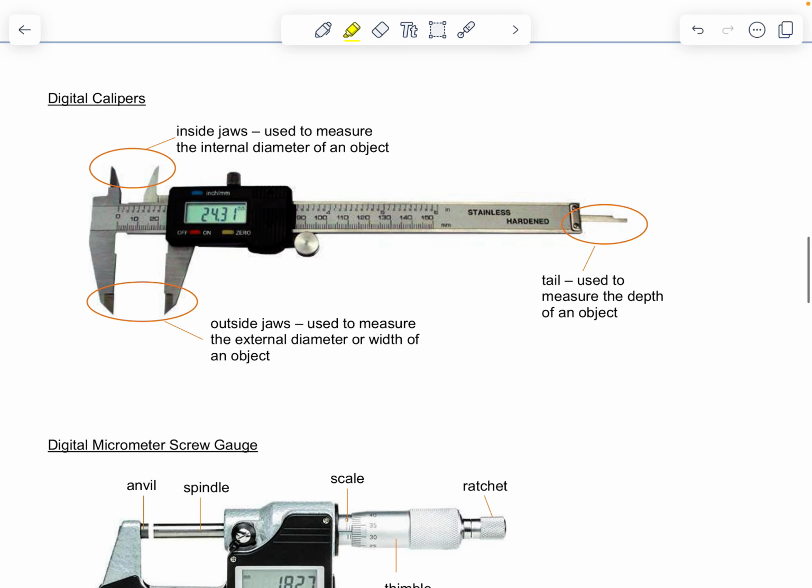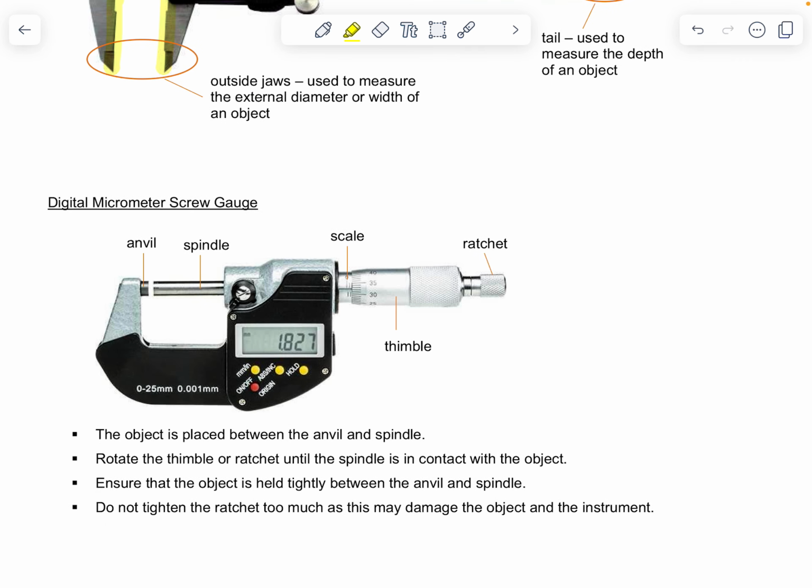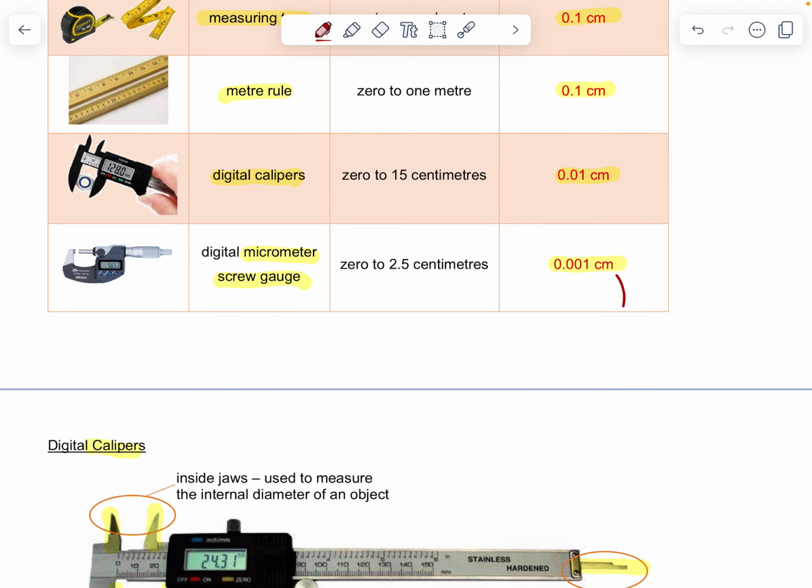Next, let's look at how to use a caliper. It can be digital or it can be the vernier caliper. These are the inner jaws to measure inner diameters. These are the outside jaws to measure external diameters. There is a tail that can be used to measure depth. The micrometer screw gauge is used to measure the length or diameter of objects, and it's more precise. As we have seen before, it's 0.001 cm.